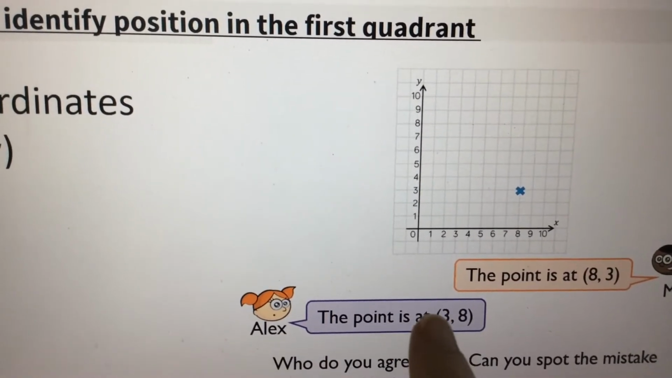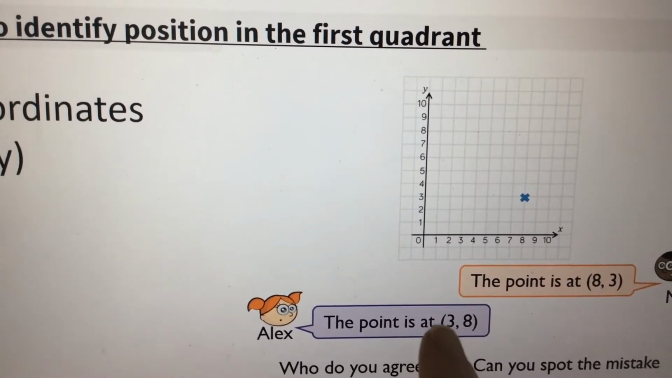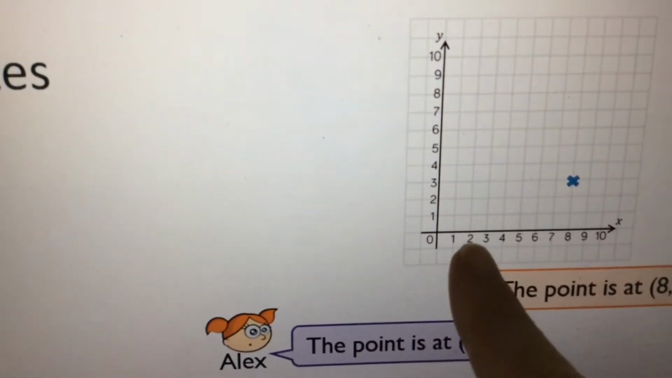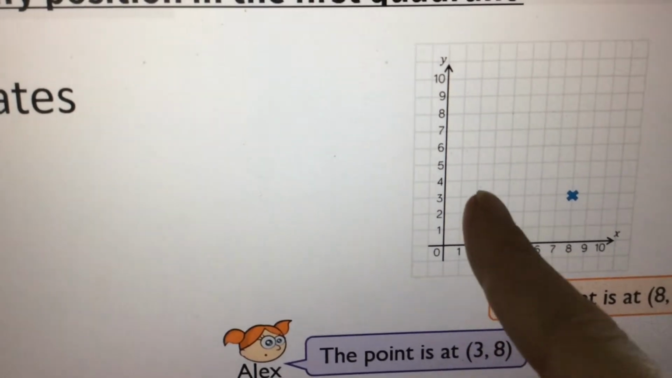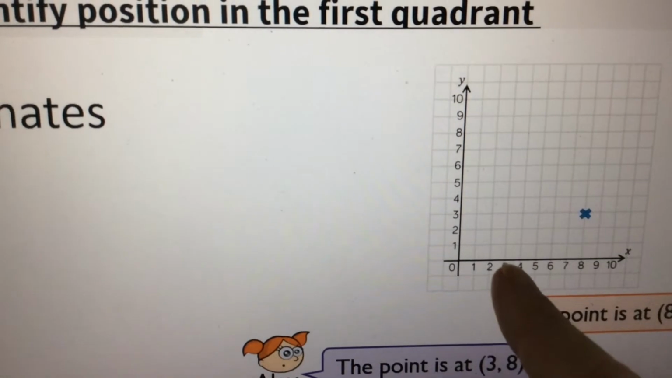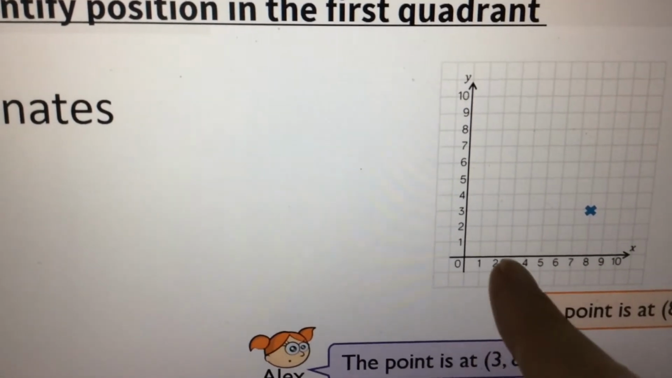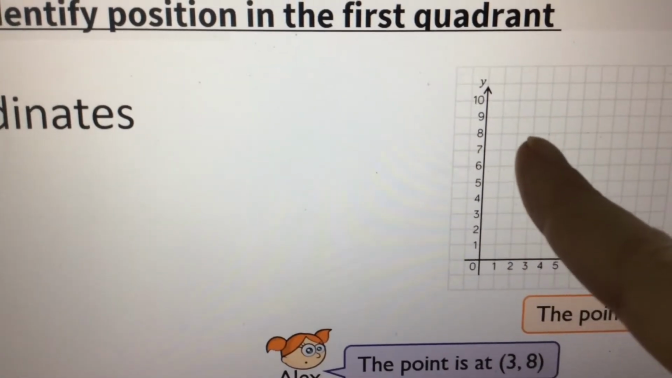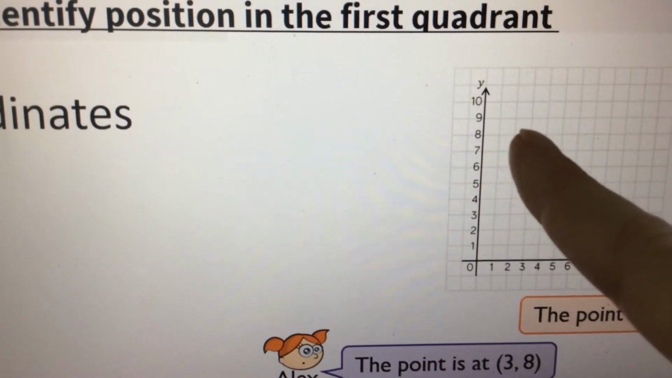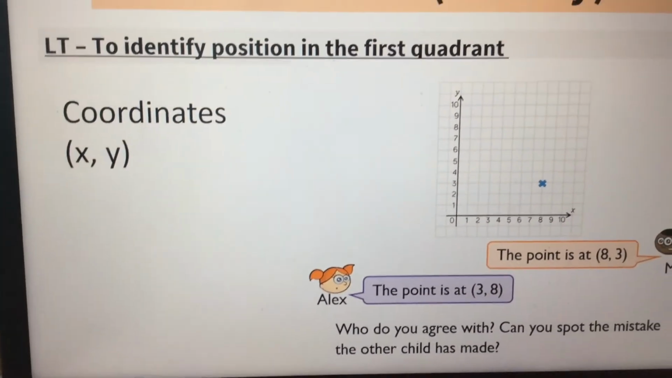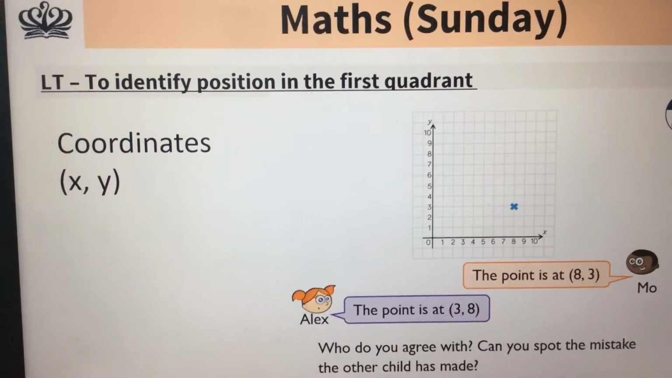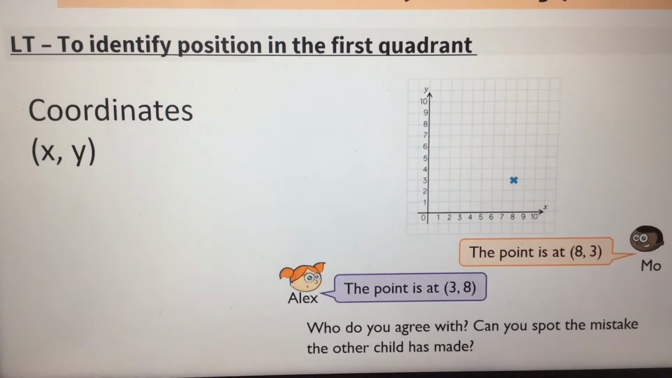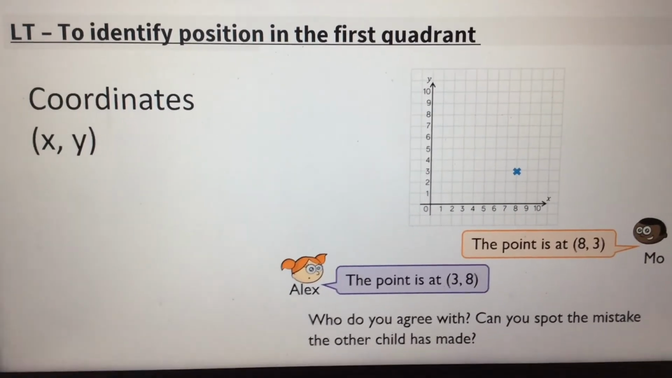Let's have a look at what Alex is saying. Alex is saying the point is at 3, 8. Now remember that 3 is our x value. So on the x-axis, 3 is there. So we would be plotting it somewhere along that vertical line there. So 3, 8 would be 3, and then 8 on the y. So remember, we go across, we might need to use a ruler, and it would be there. So if you understand why Mo is correct and Alex is not correct, then that's going to really help you today. If you're not sure, then ask during Zoom just for us to go over that with you.